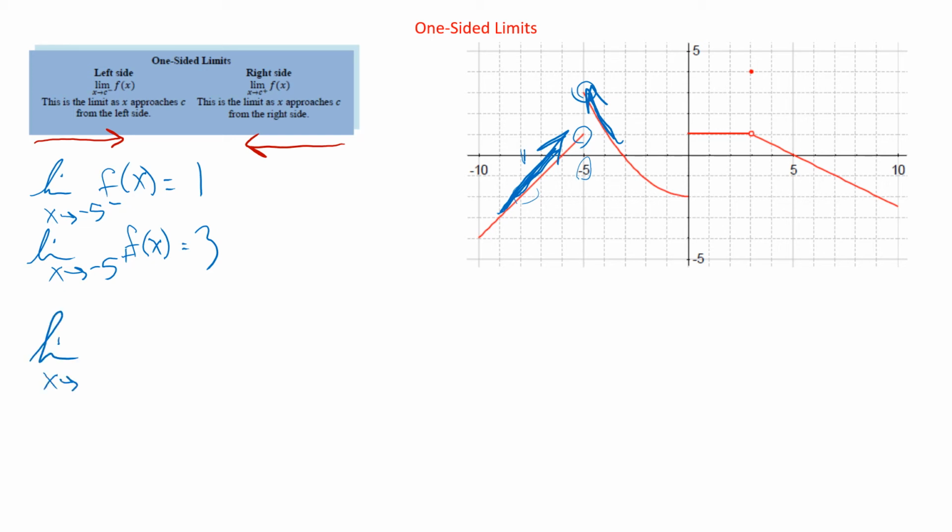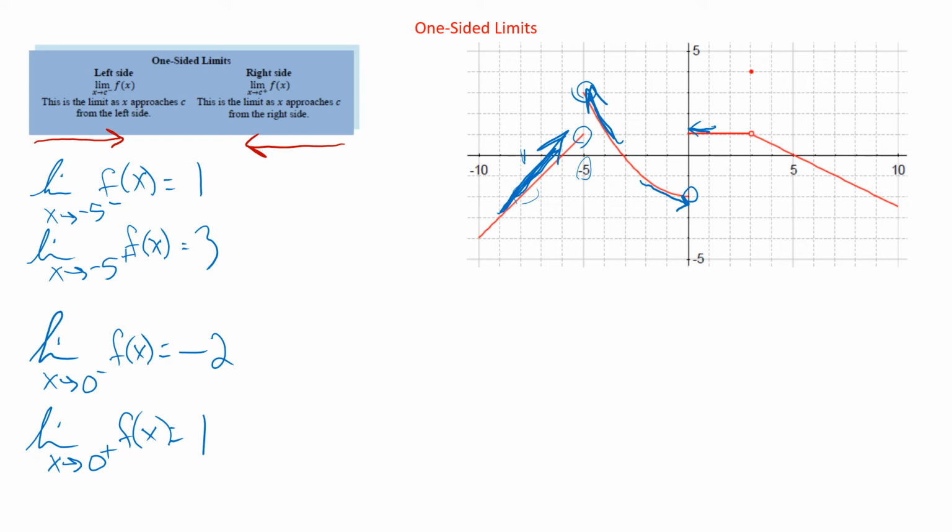Limit as x is going to 0 from the left of f of x, and the limit as x is going to 0 from the right of f of x. So take a second, look at it. What do you think these ones are? As we come from the left, we're going this way, and we're getting to -2. From the right, we're following it this way, going to 1.